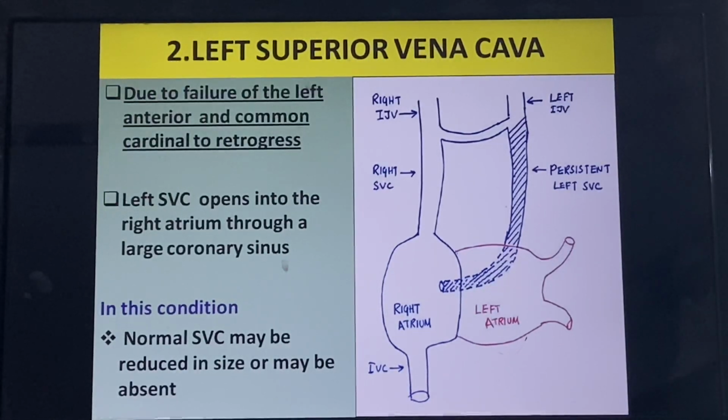So keeping in mind that diagram which I have told you, if this portion persists, where normally it retrogresses, then it is the left superior vena cava which appears and opens into the right atrium, but the opening is through the large coronary sinus. So the fate of the right superior vena cava is that it may be reduced in size or it may be absent.